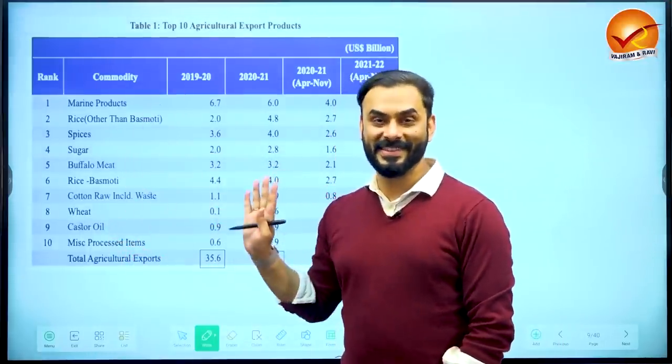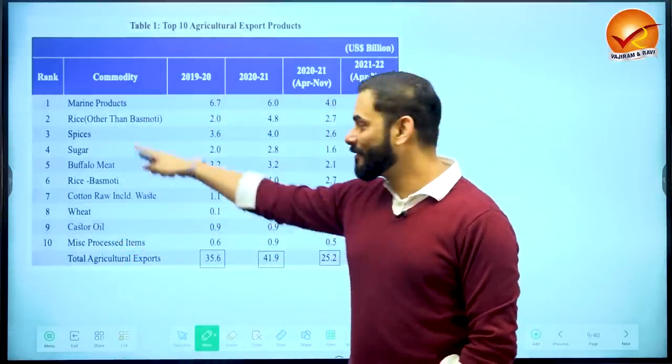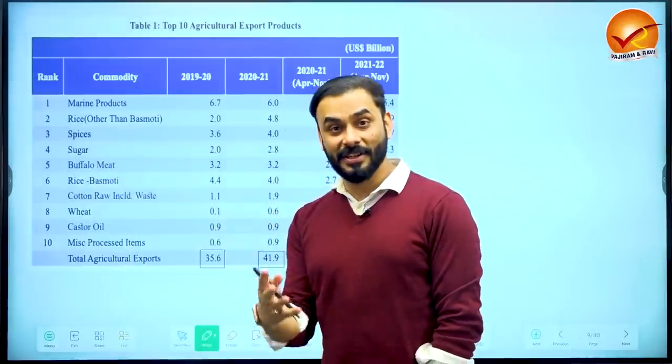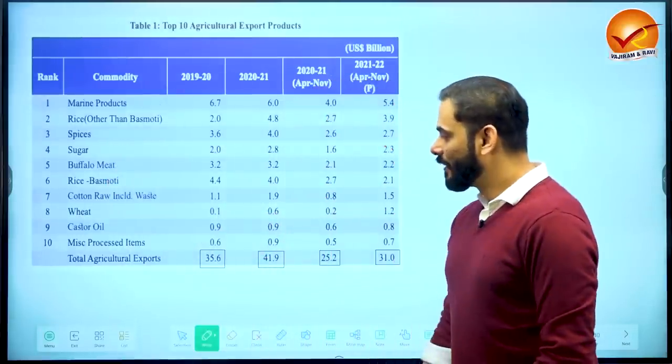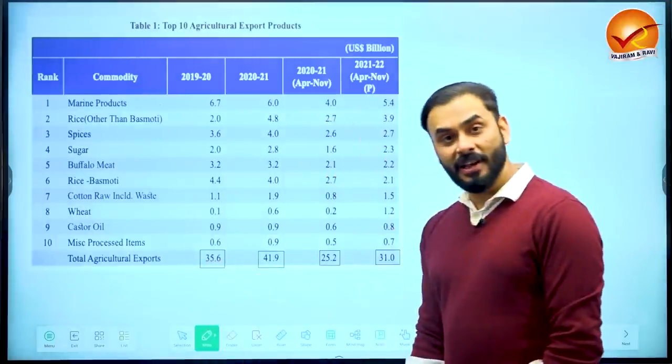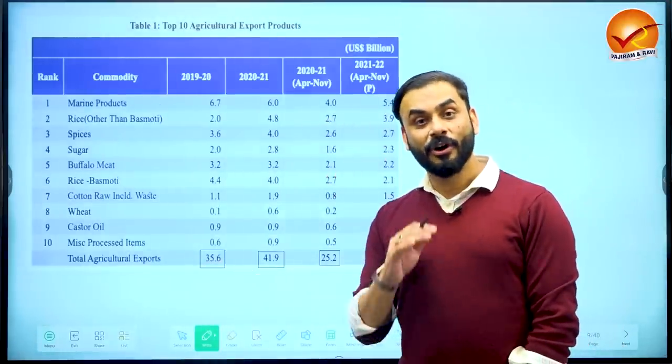You have to memorize this list. You don't have to memorize this data, but you have to memorize this list just in case UPSC asks you a question. Now, the total agricultural export of India, has it gone up, has it gone down, right?